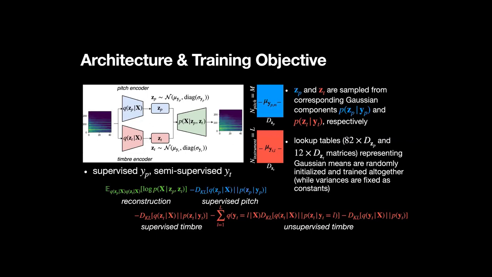For the unsupervised data, those without instrument labels, we have to use the unsupervised formula to train the model. So we have to marginalize over all possible L classes. And then on top of that, we have a regularization term for the pitch variable.